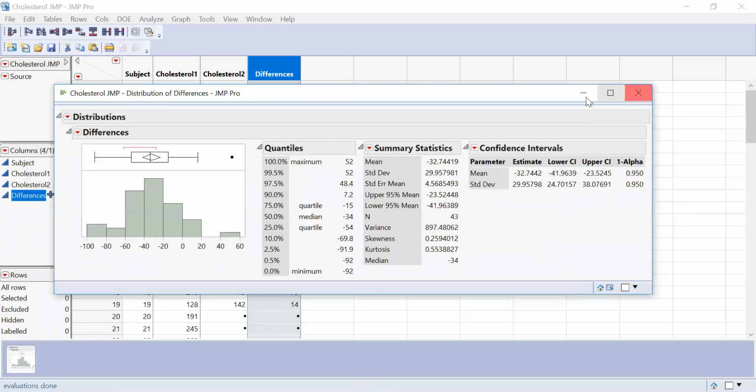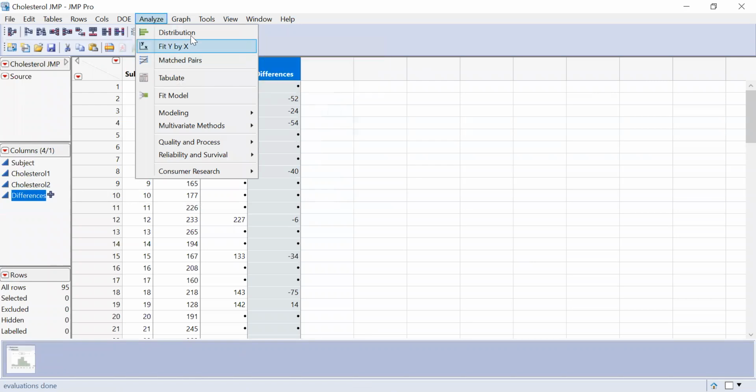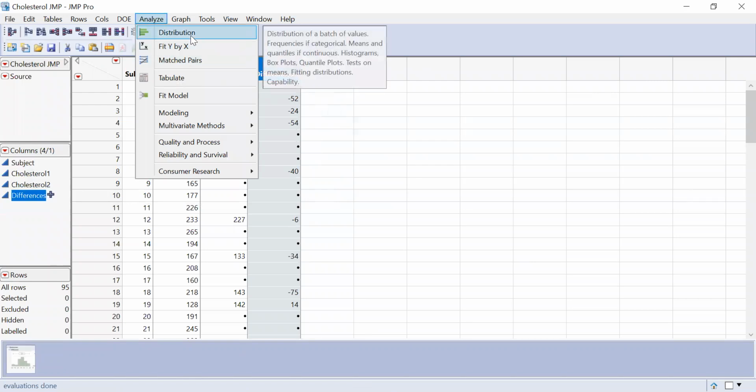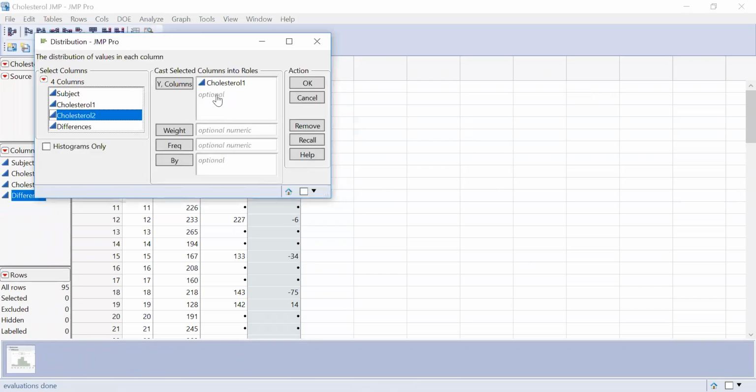Now what I need to do is look for homogeneity of variances, and I'm going to look at cholesterol 1 and cholesterol 2. So I'm going to do, how do I do that? Okay, Distribution, and then put them both in the Y column.